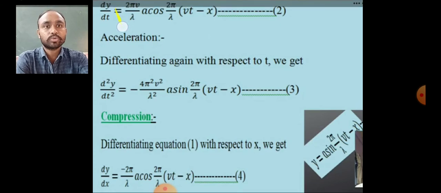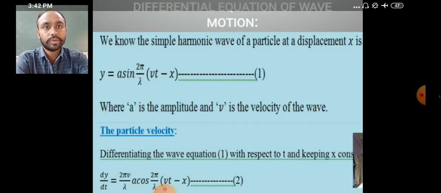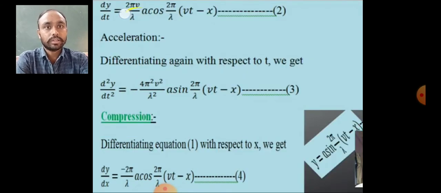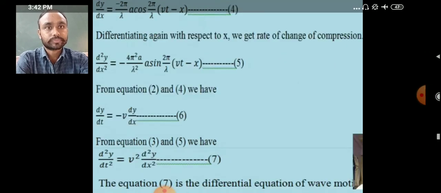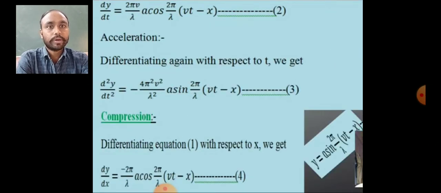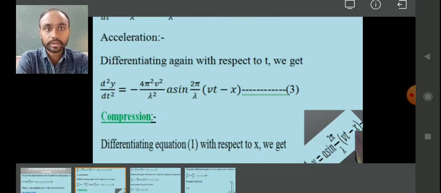Already here it is 2 pi v by lambda, and from the chain rule one more time we have taken the derivative, that's why from here also we will get the same term 2 pi v by lambda, and that's why 2 into 2 is 4, pi into pi is pi square, v into v is v square, and lambda into lambda is lambda square. This a is already here constant.